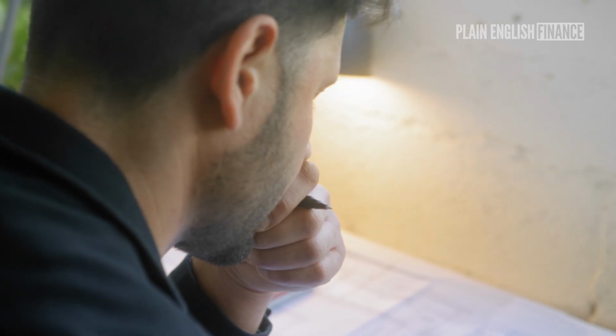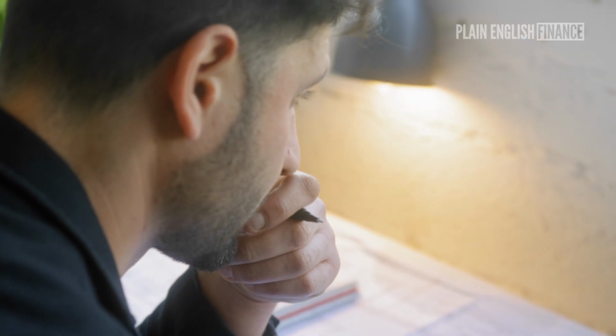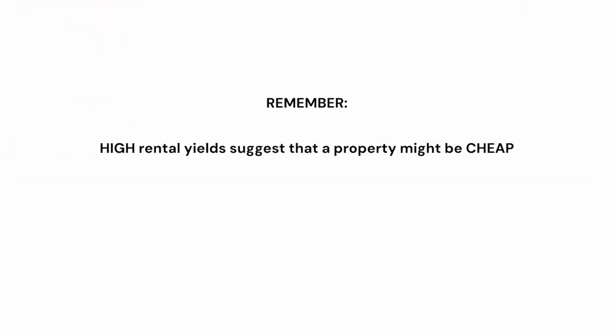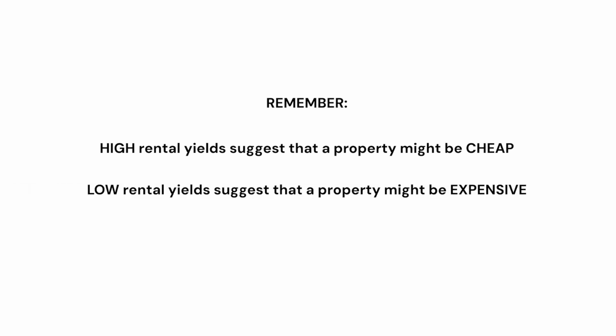Anyway, quite simply, rental yield is the number you get if you divide the assumed annual rental income from a property by the assumed value of that property. This is a number that you can then use to compare the potential returns on a property to any other asset you might be thinking about, including shares or other properties. It can also give you an idea of whether a property is cheap or expensive at a fundamental level, because high rental yields suggest that a property might be cheap and low rental yields that it might be expensive.